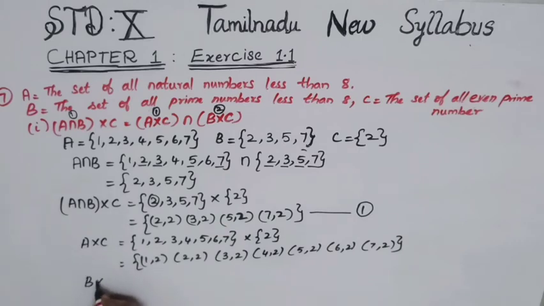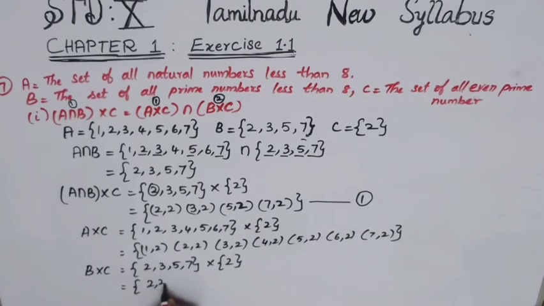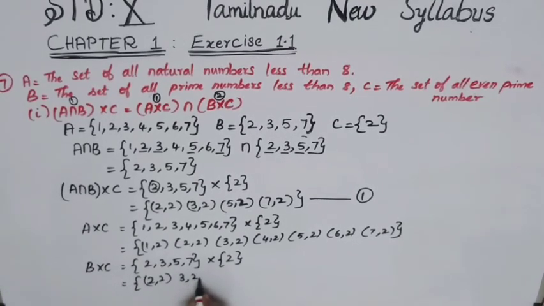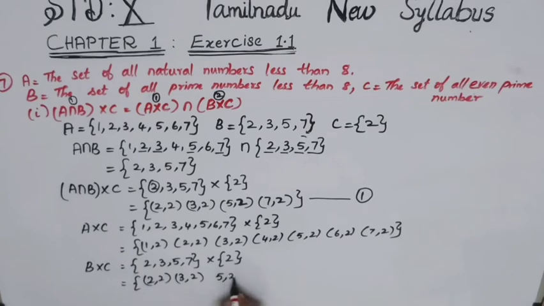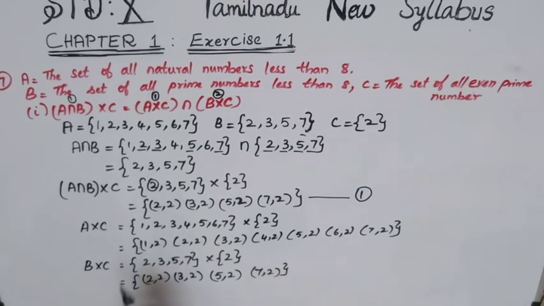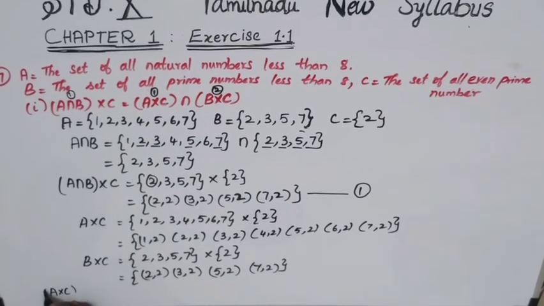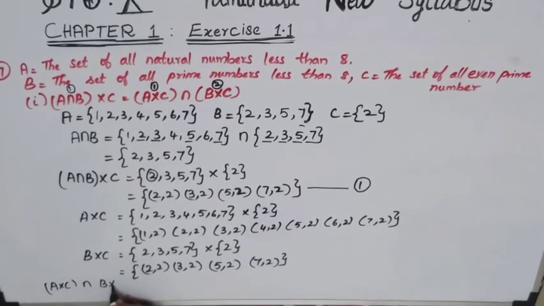Then B cross C. Your B has to be written, so 2, 3, 5, 7. Then cross C has to be written, it is 2. Now writing the ordered pairs again, 2 with this 2, so 2 comma 2. Then 3 with 2, so 3 comma 2. 5 with 2, 5 comma 2. 7 with 2, 7 comma 2. Once you have finished this, the right hand side is A cross C intersection B cross C. So we have got A cross C over there, intersection B cross C.